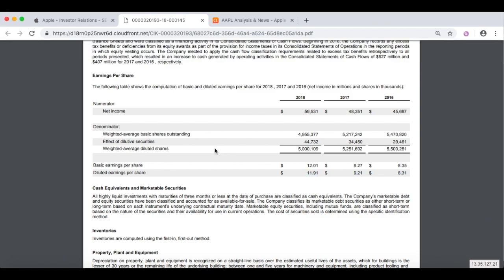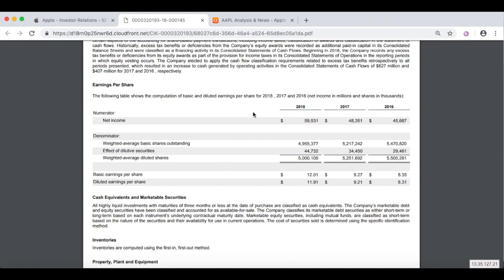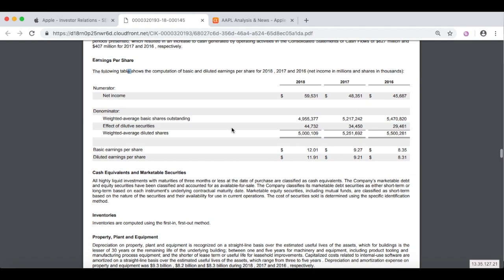As these 10Ks tend to do, there's only so many times you can show earnings per share, but these companies do figure out a way to do it.